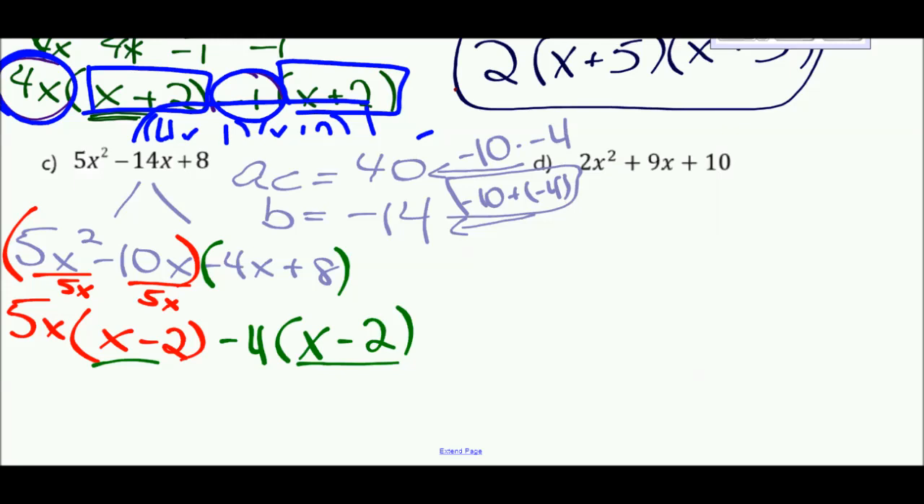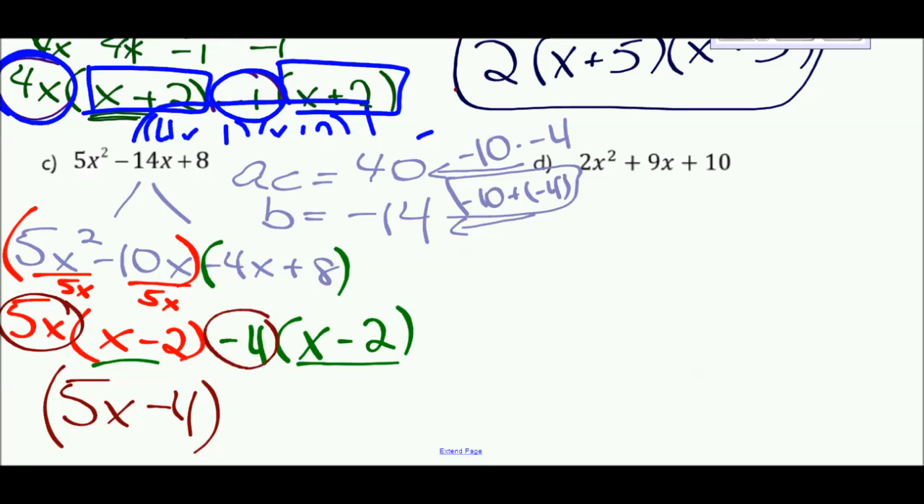What are my 2 factors? How do I put that together to make 2 factors? 5x minus 4. That's coming from this and this. That's one of my factors. The other one is whatever's in the parentheses, the x minus 2. That's it. That's your answer.